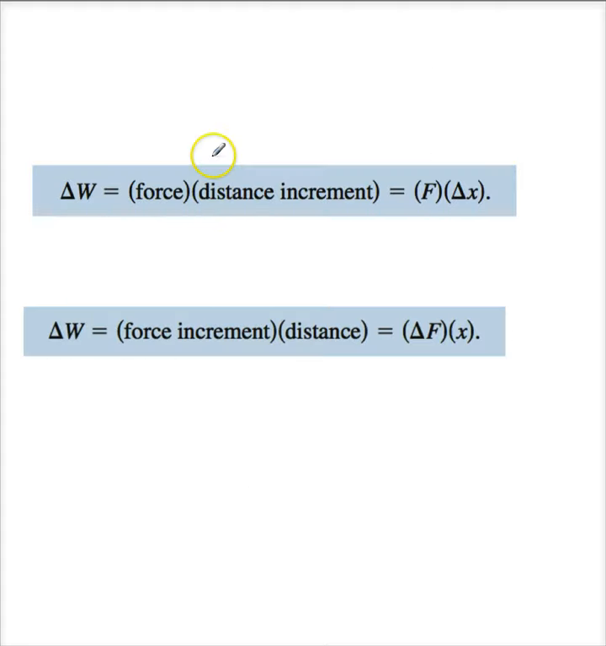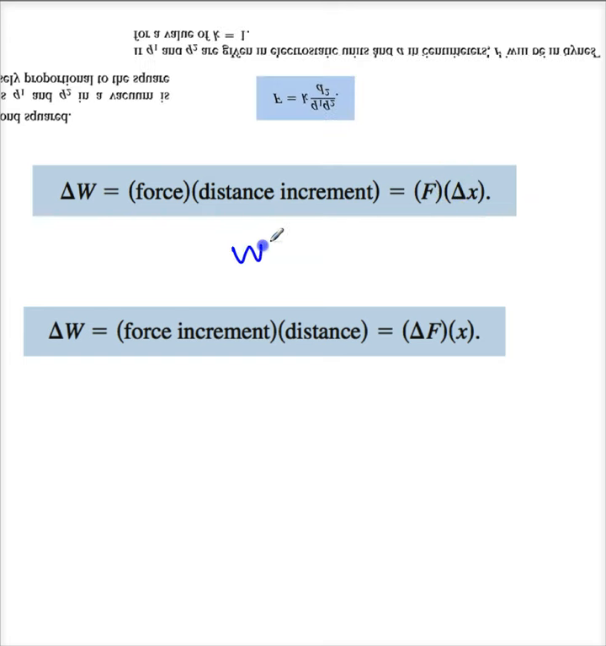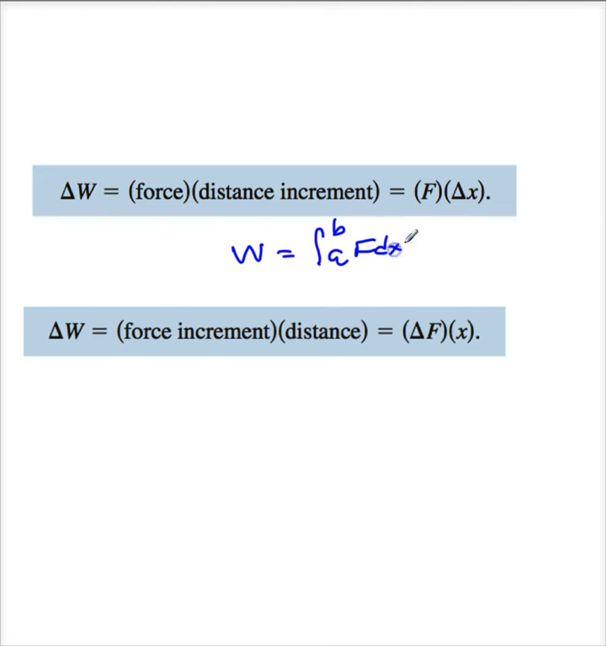Now, the hardest thing about this is figuring out delta W. Sometimes delta W is going to be the force times the distance increment. And this one's not such a challenge. This is constant force when you're changing delta x. So here the work will be the integral from a to b of f dx, which is just f times (b minus a). This is a constant force.